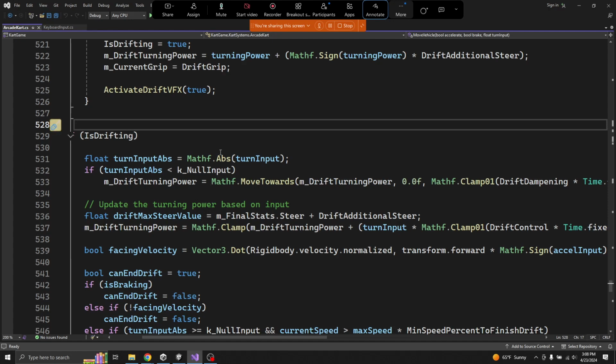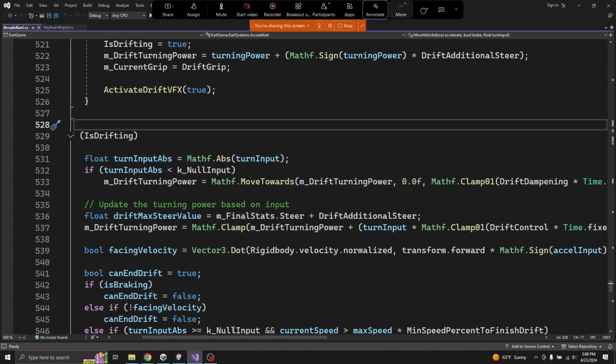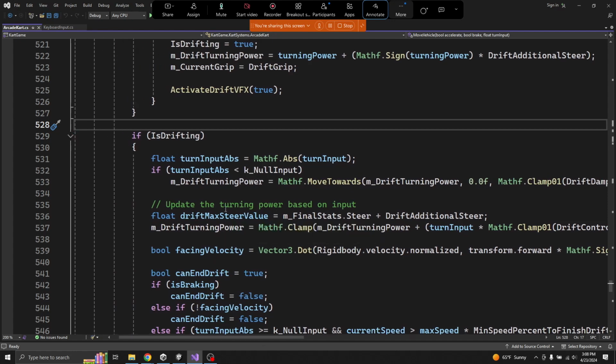All right, so get the absolute value of our turning input. So basically, it's saying, hey, are we turning? It doesn't matter if it's negative or positive, left or right. Just do we happen to be turning at all? Is all we really care about here. So take this absolute turn input.